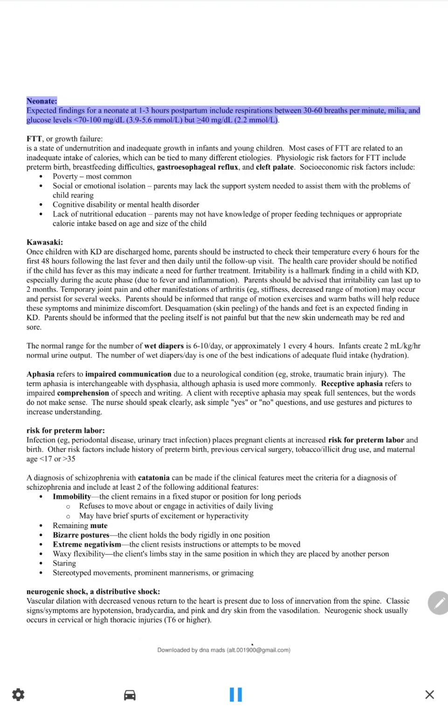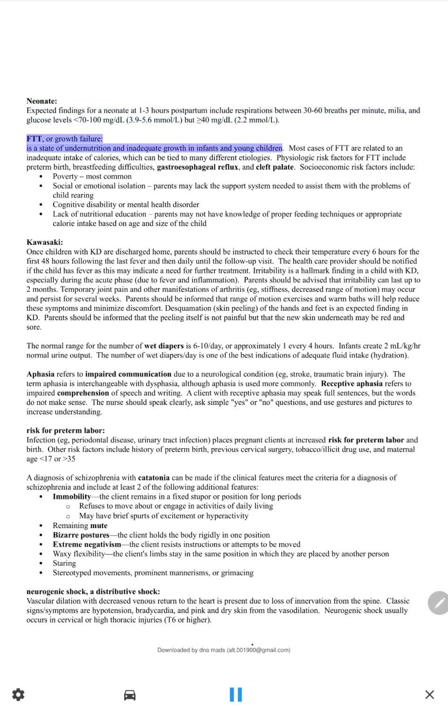Neonate. Expected findings for a neonate at 1 to 3 hours postpartum include respirations between 30 to 60 breaths per minute, milia, and glucose levels less than 70 to 100 mg/dL (3.9 to 5.6 mmol/L), but greater than or equal to 40 mg/dL (2.2 mmol/L).